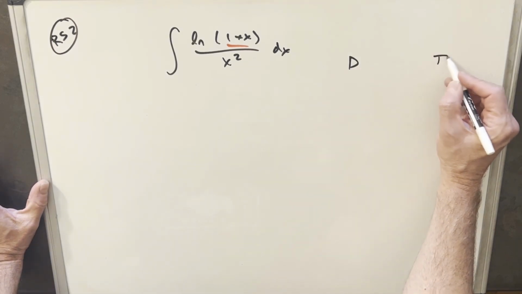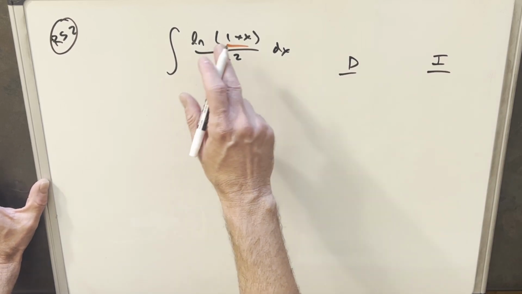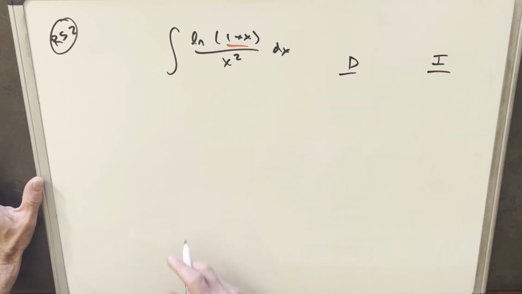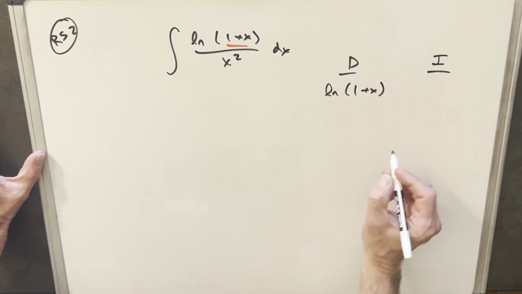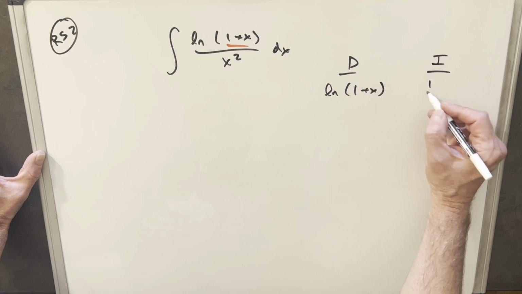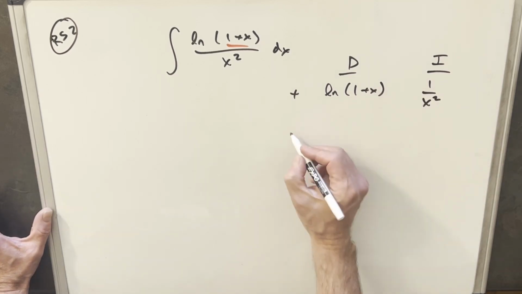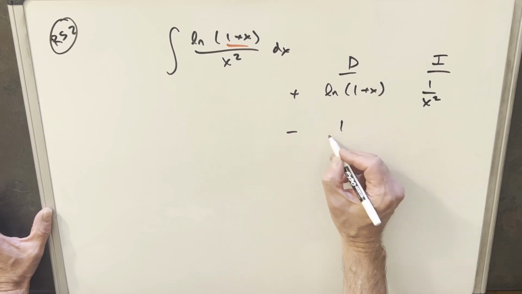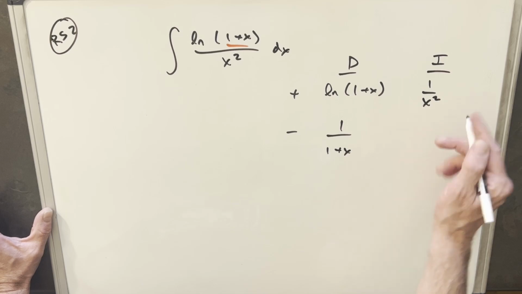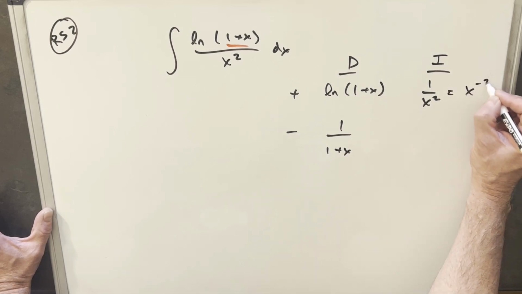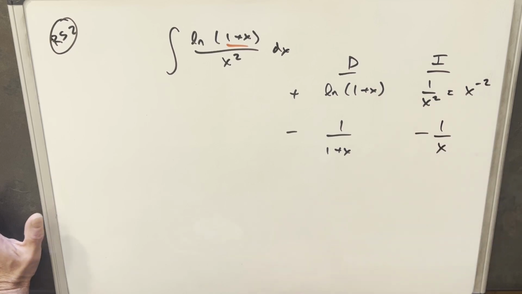We're going to split this into two functions. We'll look at it as ln(1 + x) times 1 over x squared. I can differentiate ln(1 + x), and I can integrate 1 over x squared. Taking the derivative of ln(1 + x) is going to be real easy, 1 over 1 plus x. And the integral here, we can look at this as x to the minus 2. Integrating this is going to be minus 1 over x.